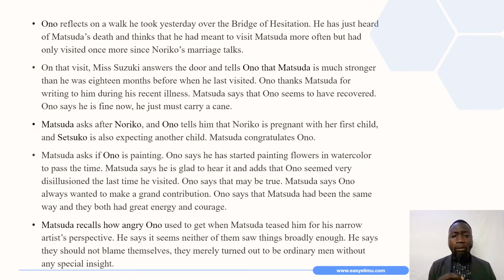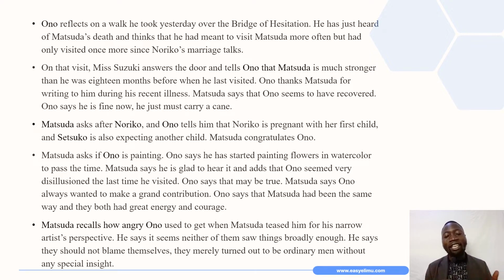Remember, Ono already has a grandchild, that is Ichiro. So we are also told that shortly after Noriko had been married, she is now expectant, and Setsuko, who is the eldest, is also expecting another child. Masuda asks if Ono is painting. Ono says he has started painting flowers in watercolor to pass time.